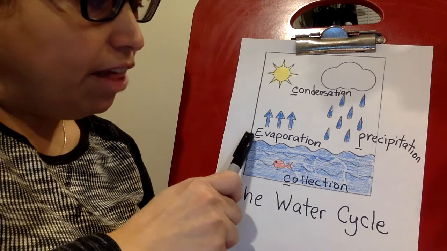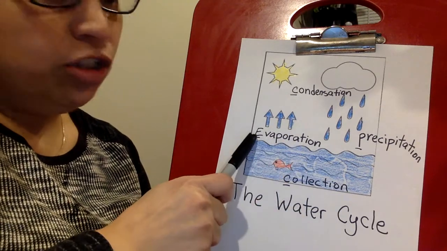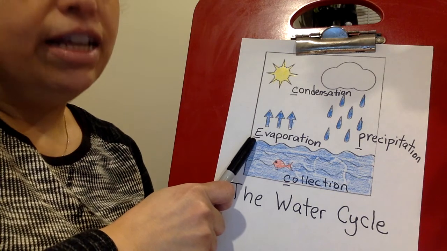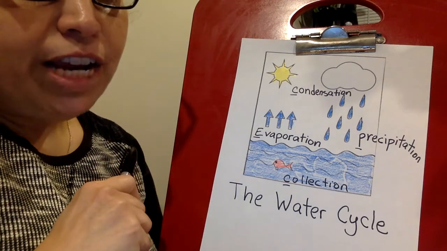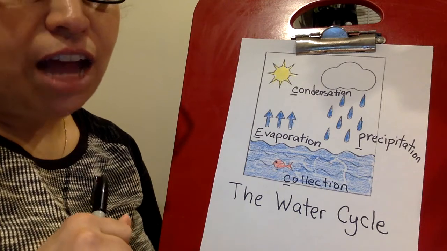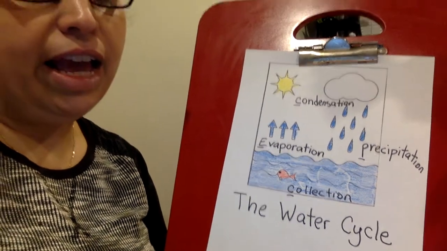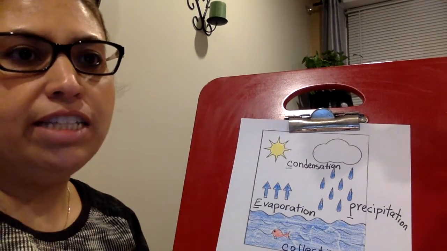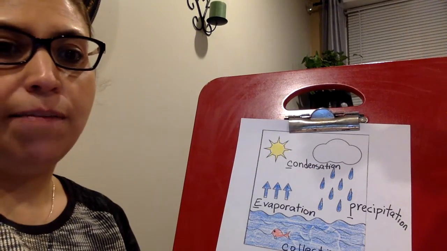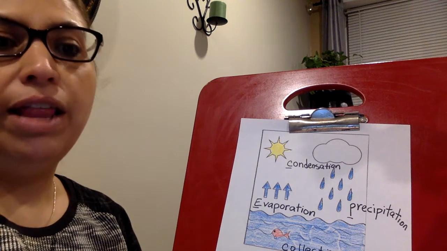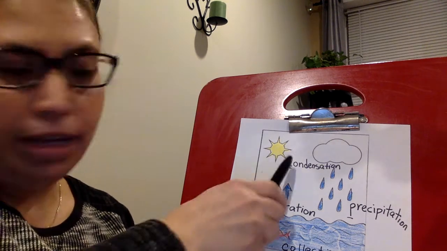Evaporation. Yeah, the word evaporation starts with the letter E. Good. Evaporation is when the sun heats up water in the rivers or the lake and the ocean, and it turns it into vapor or steam. The water vapor or steam leaves the water in the lake and the ocean, and it goes up into the air.